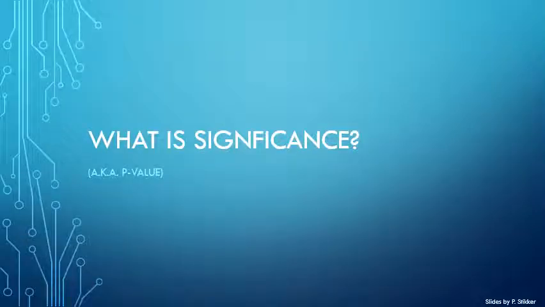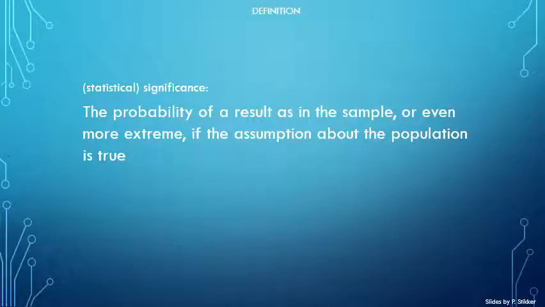Welcome. In this video I'm going to try to explain what significance is, or specifically statistical significance, also known as a p-value. The definition of statistical significance is a little bit tricky and long at first. It's the probability of a result as in the sample, or even more extreme, if the assumption about the population is true. So there are a few terms in here like sample and population that I've already discussed in another video. But still, even if you know those, this definition might seem a little bit daunting at the beginning. Note though that significance is therefore always a probability, so it's like a chance.